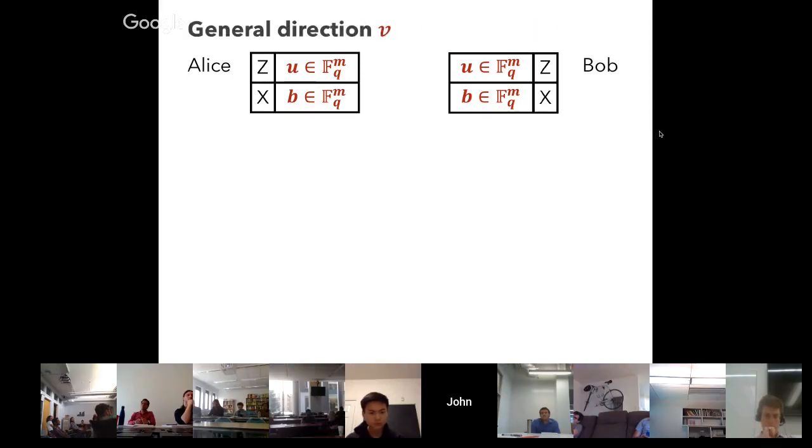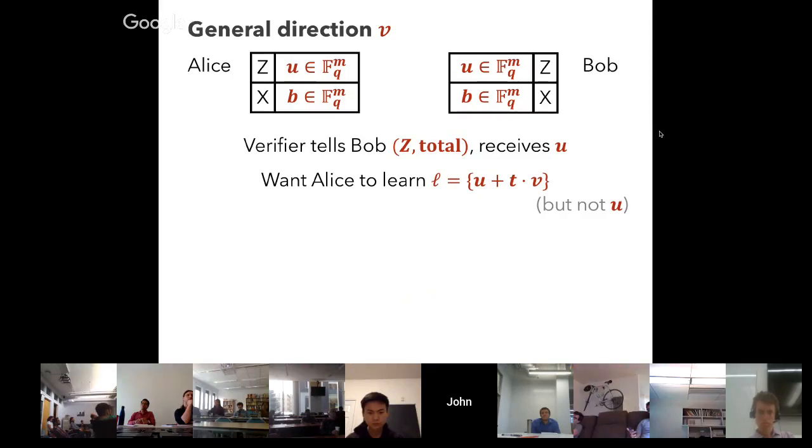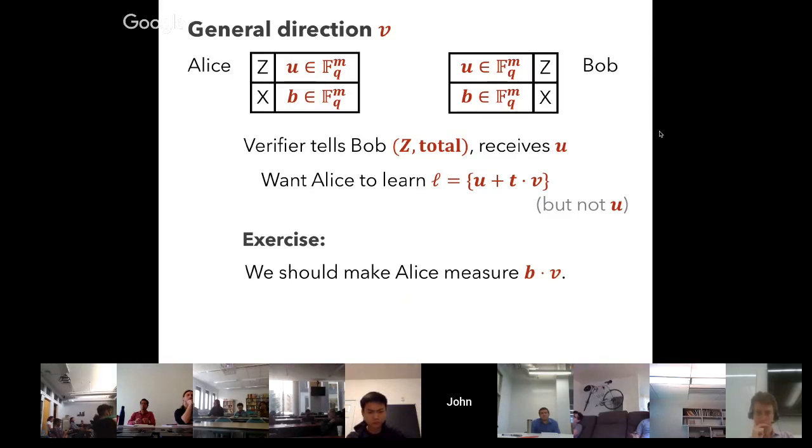All right. So that was for the specific direction (1, 0, 0, 0). Let me give you the general direction D. Again, the verifier wants to sample a point and a line. For the point, we say, hey, Bob, measure the entire Z register. We get that point U. Then we want Alice to learn the line L, which goes through U in direction V, but we don't want her to learn U. So again, we're going to force her to measure some value in the X register that will prevent her from learning U, but will still allow her to learn L. This is a fun little exercise you can try at home. It's some basic linear algebra: there's one value we should get her to learn, and that's exactly the inner product of B with V. If we can guarantee that she measures this value, then we can guarantee she doesn't know U. And this allows us to make sure that they both sample points and lines.